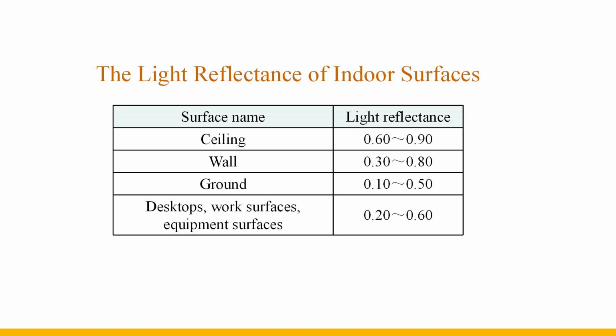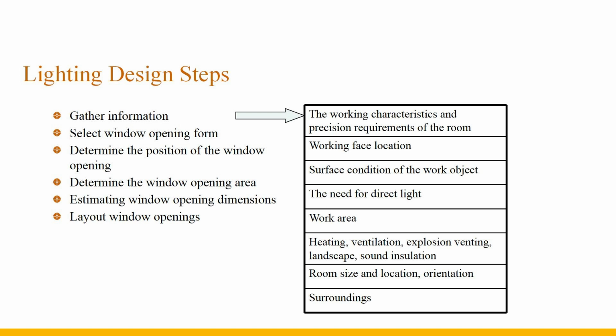You can try to check whether the various rooms meet the requirements based on this data and think about what caused it. What is the best material for interior surface? The steps of lighting design are: first, get information; second, select the window opening form; third, determine the position of the window opening; fourth, determine the window opening area; fifth, estimate window opening size; sixth, line out window openings.